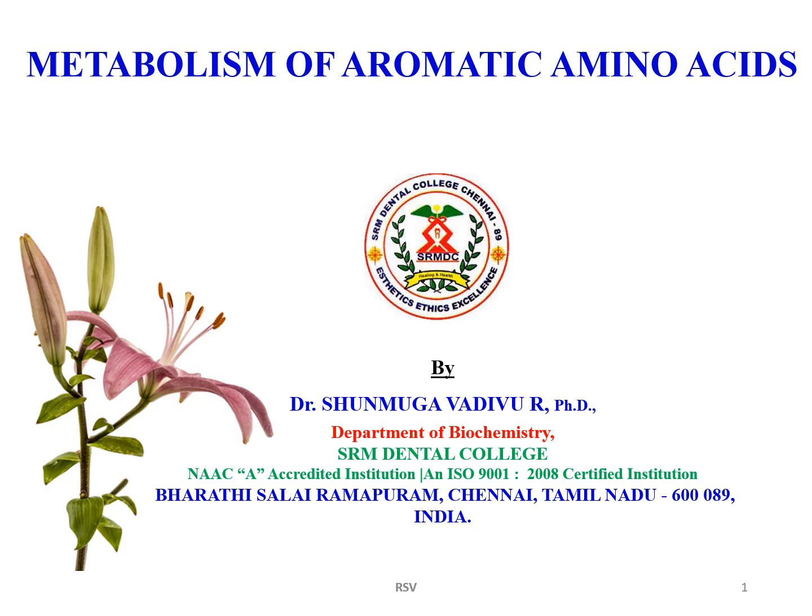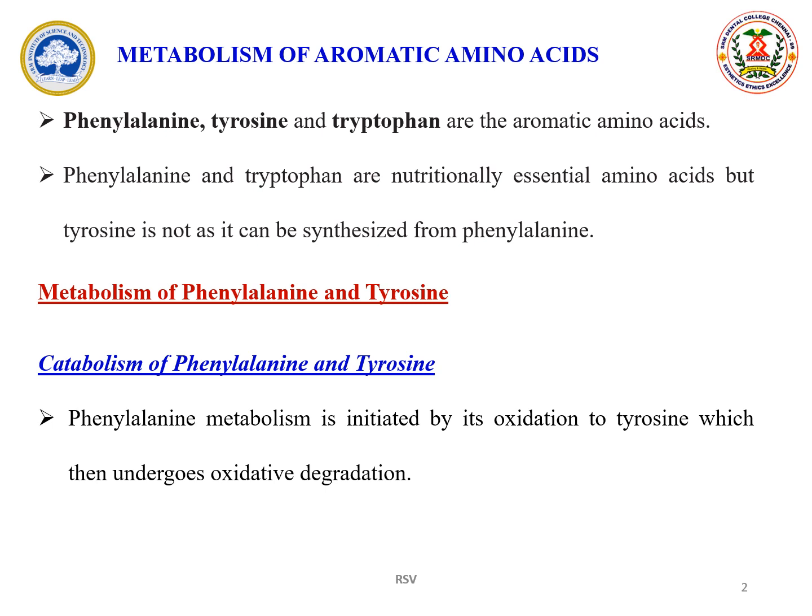Today's topic is metabolism of aromatic amino acids. Phenylalanine, tyrosine, and tryptophan are the aromatic amino acids. Phenylalanine and tryptophan are nutritionally essential amino acids. But tyrosine is not, as it can be synthesized from phenylalanine.